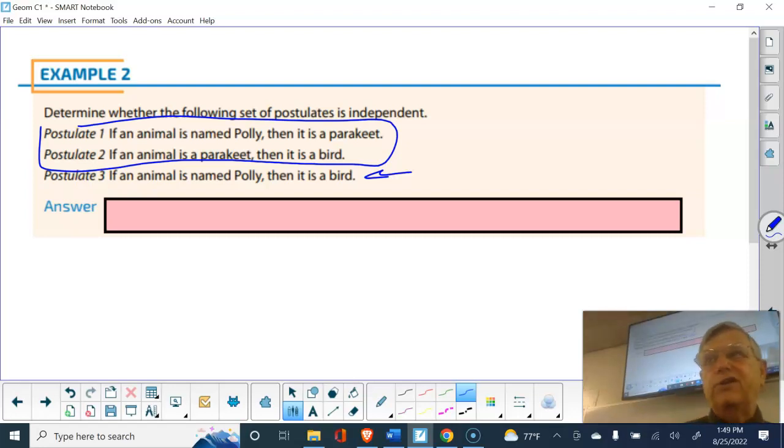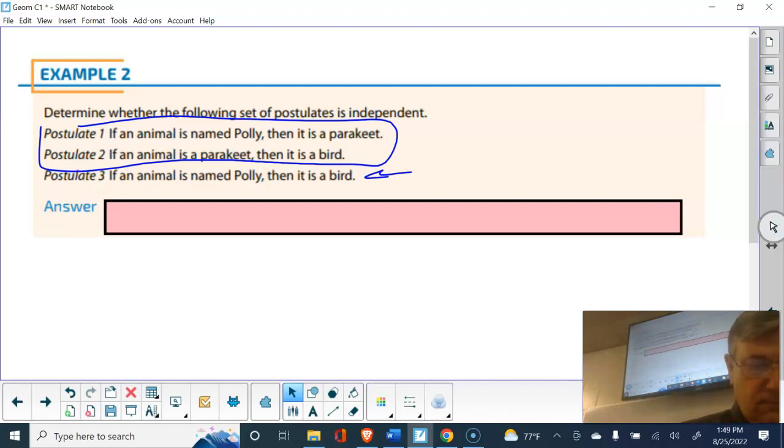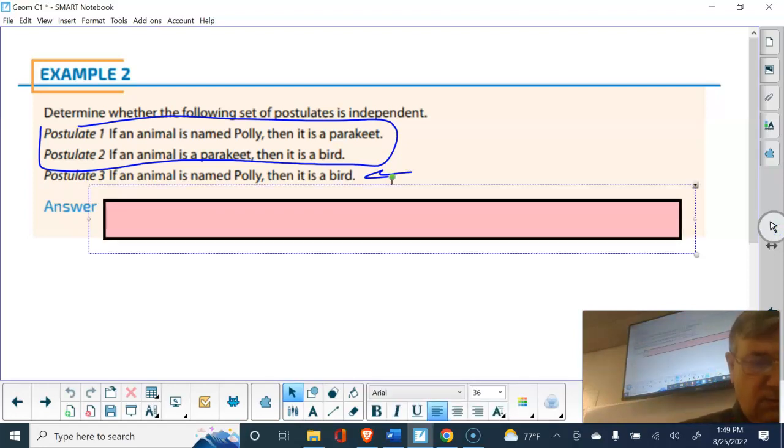Because 1 and 2 together tell us Polly is a bird. All right, let's see what their answer is. Come on.